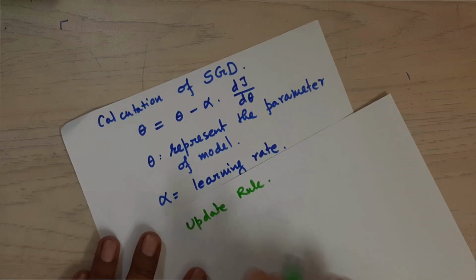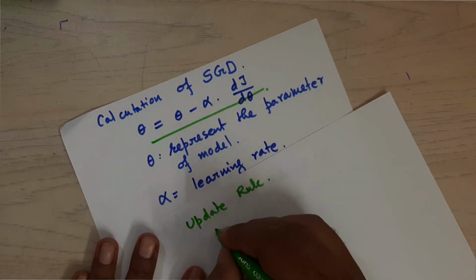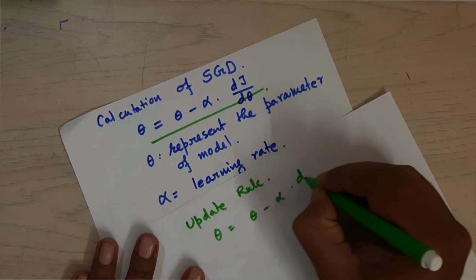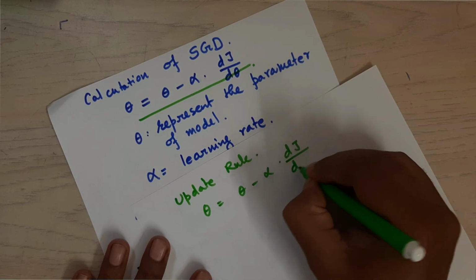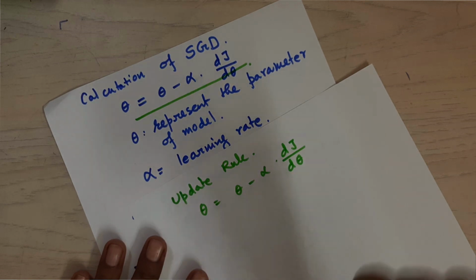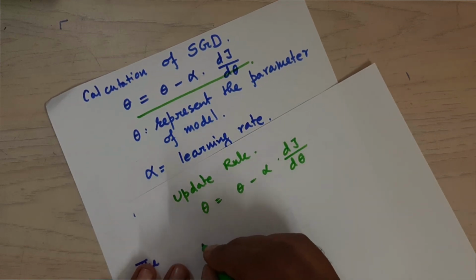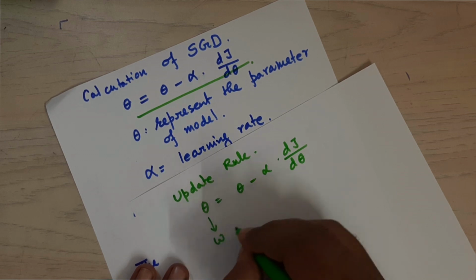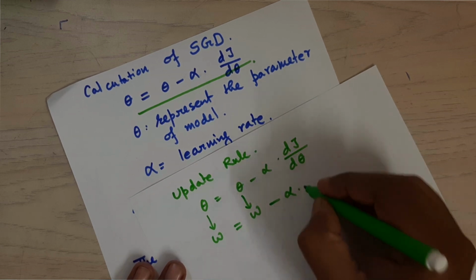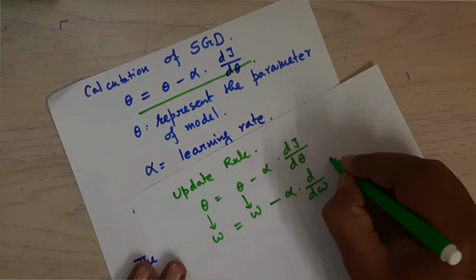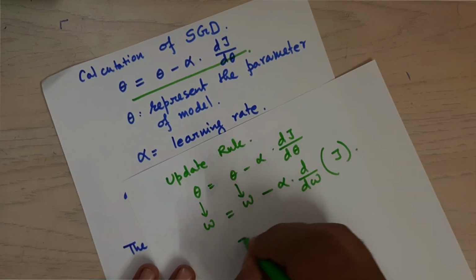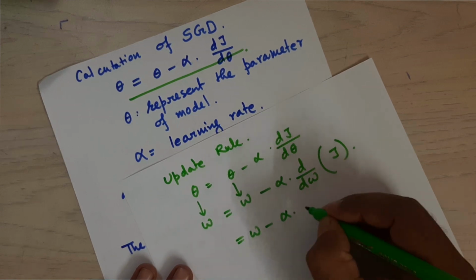Now we know, based on this equation, theta is equal to theta minus alpha, alpha is the learning rate, into the derivative of the loss function with respect to theta. Now in our case, what is theta? Theta is either b or w. So if we calculate theta as w, then this will be w again minus alpha and then the derivative of this J.